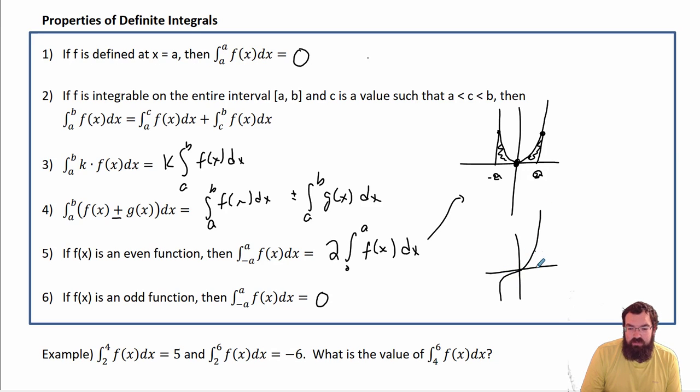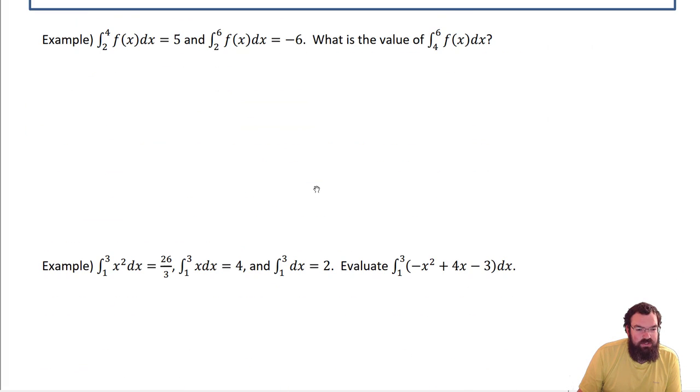So if I want to find the area from negative a to a, this is going to be negative something, this is going to be positive something, and they're going to cancel out. So an odd function is rotationally symmetric, a 180-degree rotation, rotationally symmetric around the origin. So that's why you're going to get 0 there. Okay, let's go up and finish this stuff up on the last 2 examples.